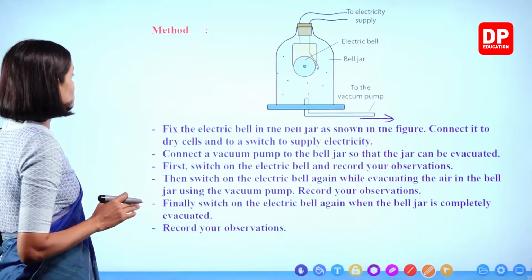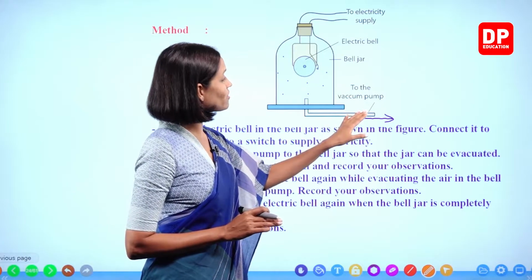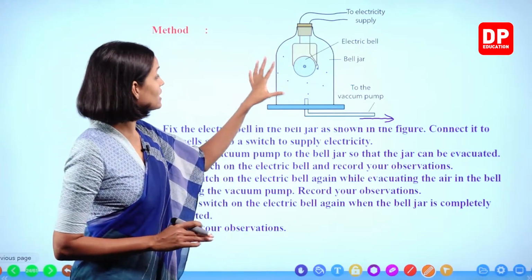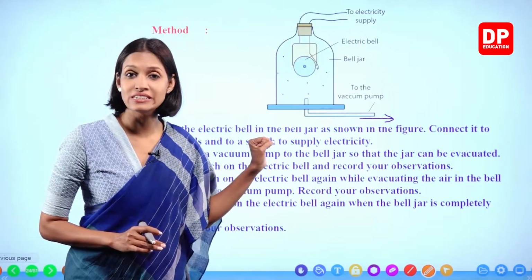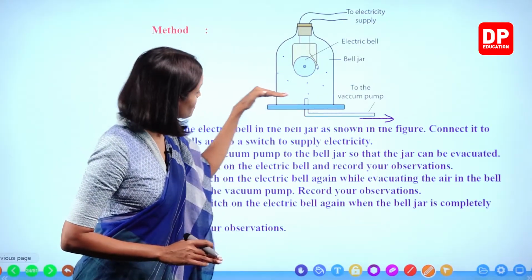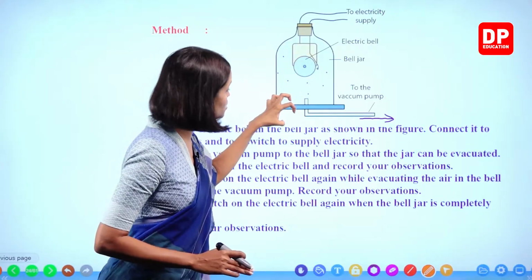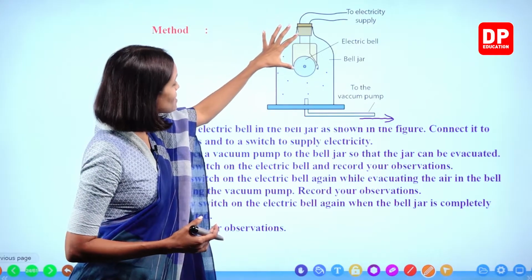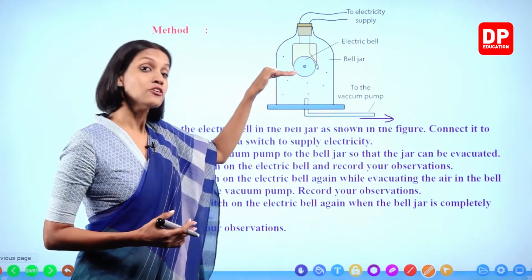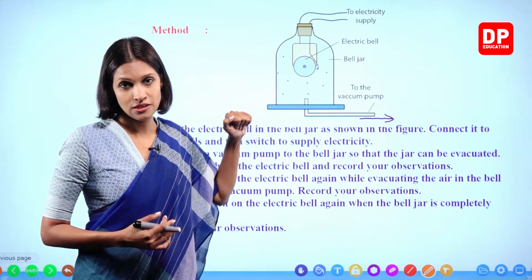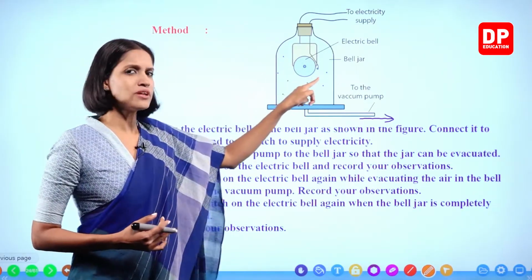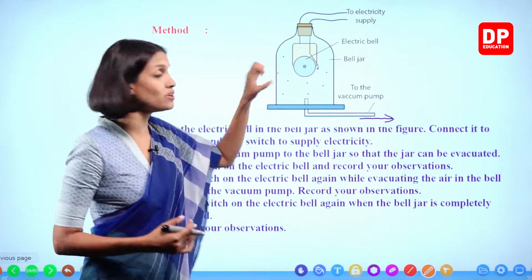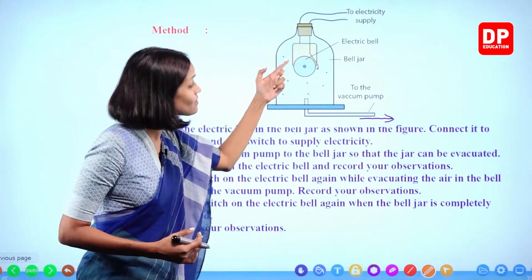So what did we do? First of all, before we turned on the vacuum pump, we supplied electricity to the bell jar. What did you hear? We could hear the ringing of the bell very clearly. When we removed the air present in the bell jar, gradually using this vacuum pump, what happened, children? The sound of the bell gradually fades and finally it completely stops. Okay, children? But at the same time, we could see this part of the bell moving, which means even though we cannot hear the sound, the bell is still ringing inside.